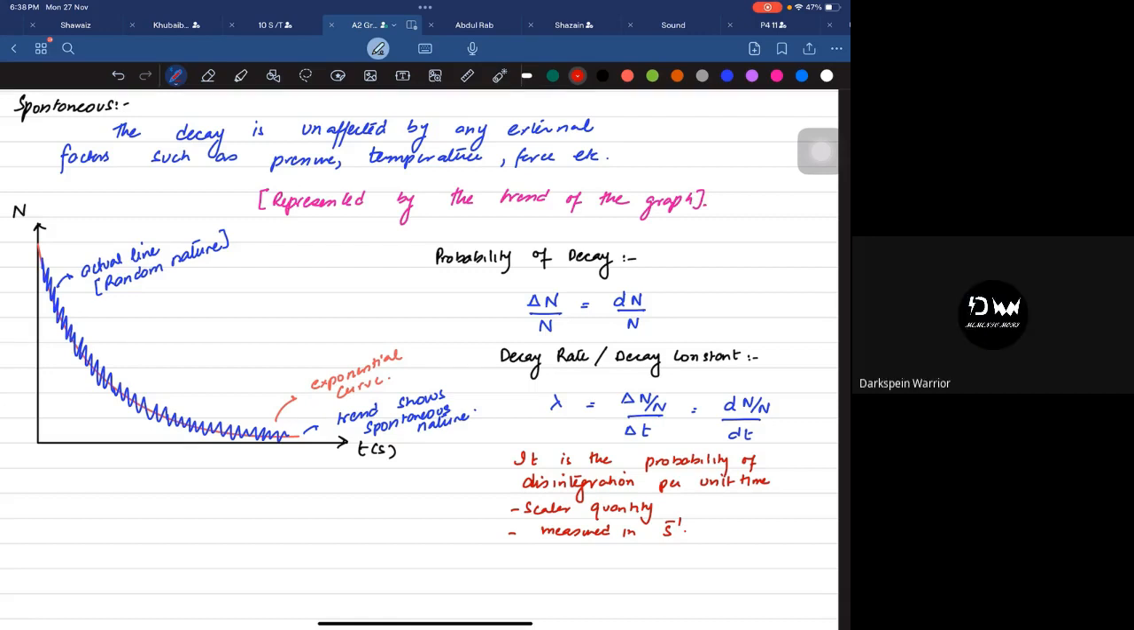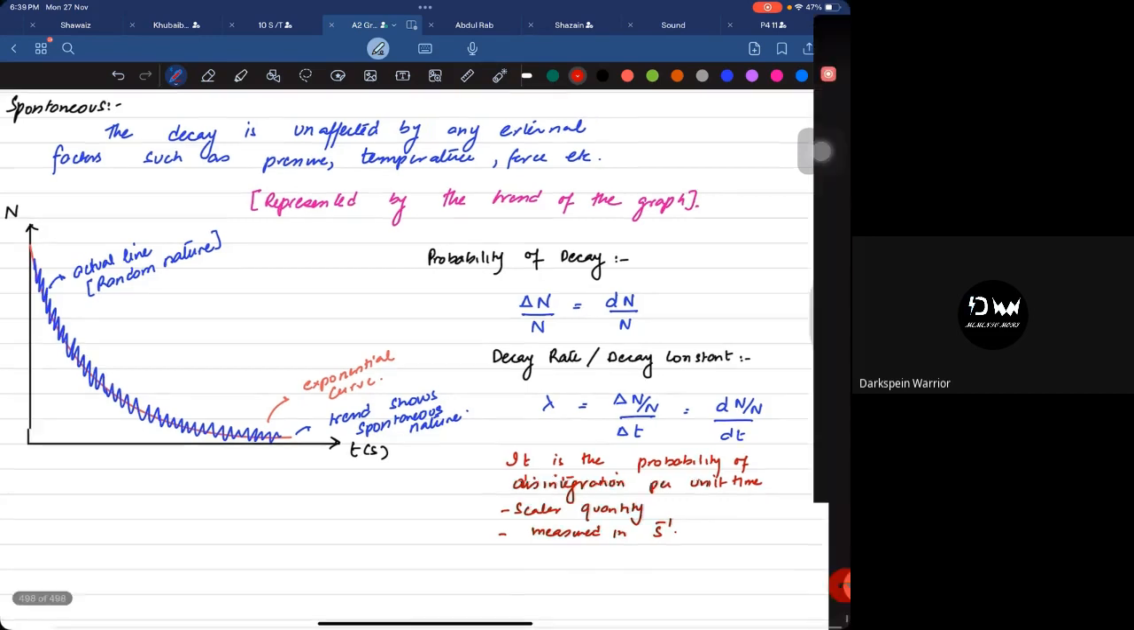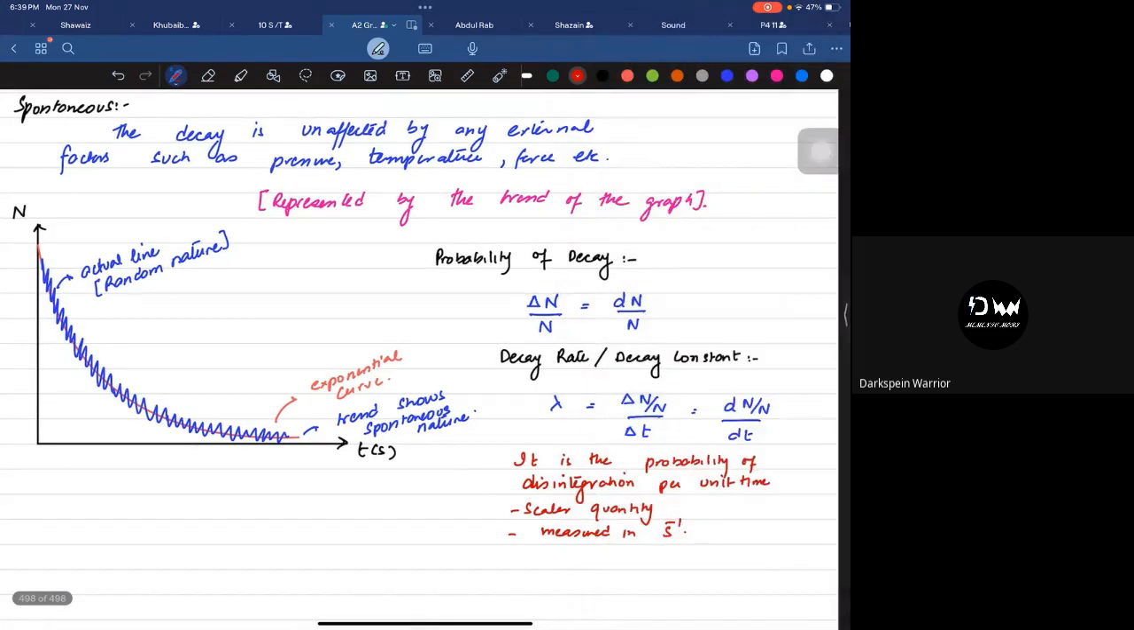So basically, we find the gradient of the line at any given point and then divide by t again. No, no, that's not it. Gradient of line is change in N over change in time. That's not the same case. Okay.